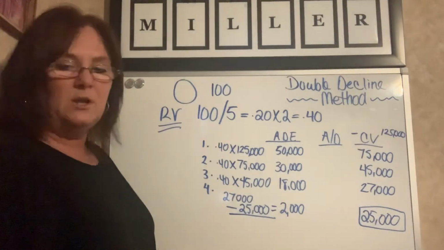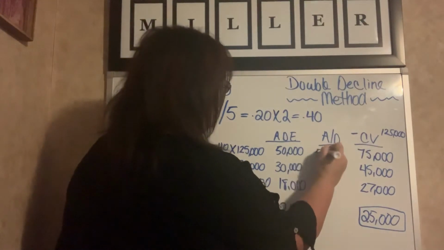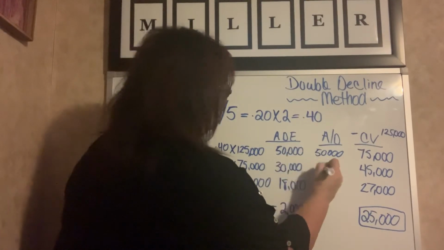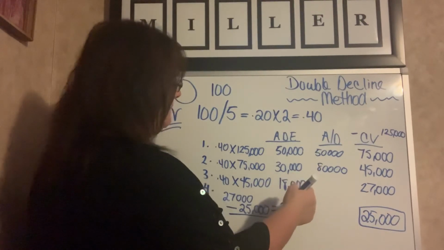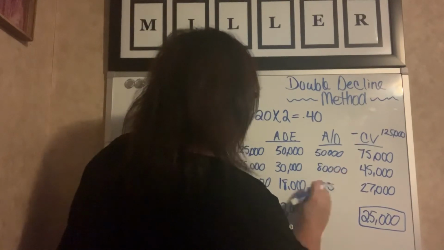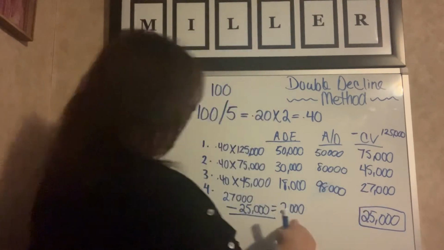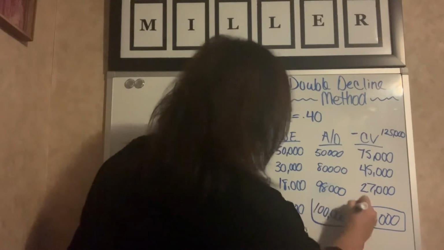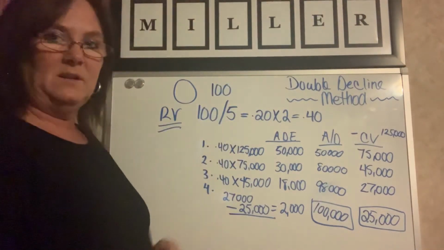Let's finish this and do the accumulated depreciation amount. For year 1, all we depreciated was 50,000. Year 2, it's 50,000 plus 30,000, which is 80,000. Now we've got 80,000 plus 18,000, which is 98,000. I don't know how I came up with 19, sorry. And the last year we have 2,000. See how we always come back to these 2 numbers? This is our depreciation amount, and this is our residual value. And that is double decline.